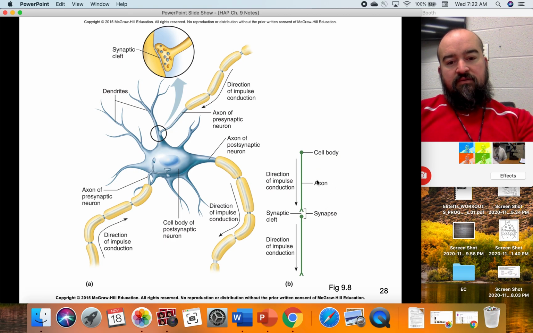The cell that is at the beginning of this is called the presynaptic cell because it comes before the synapse. And then the other one's called the postsynaptic cell. And then the actual space between there is called the synaptic cleft.